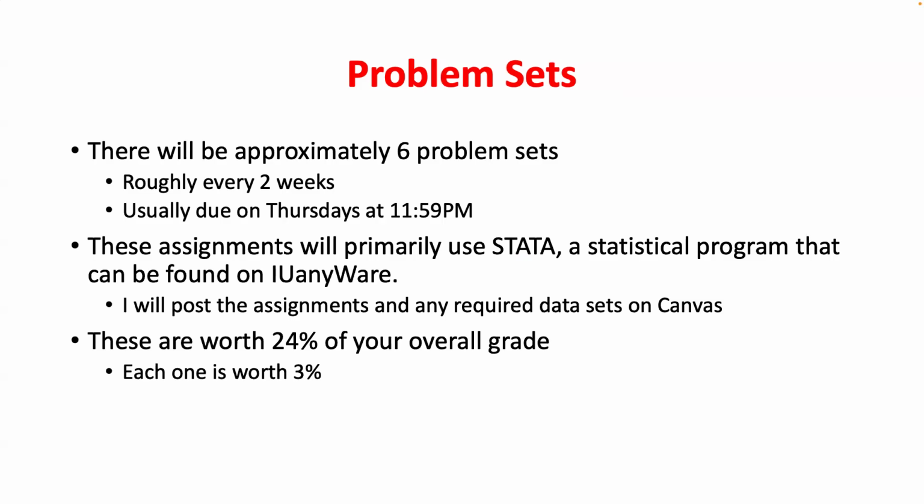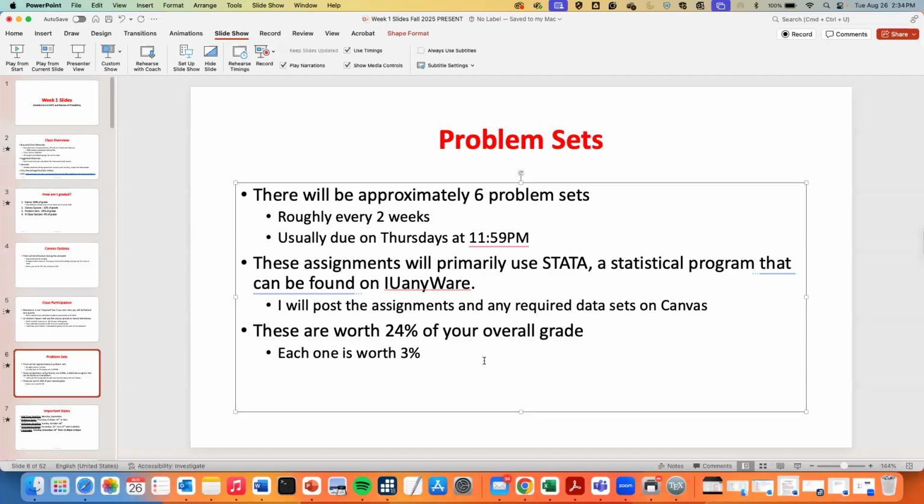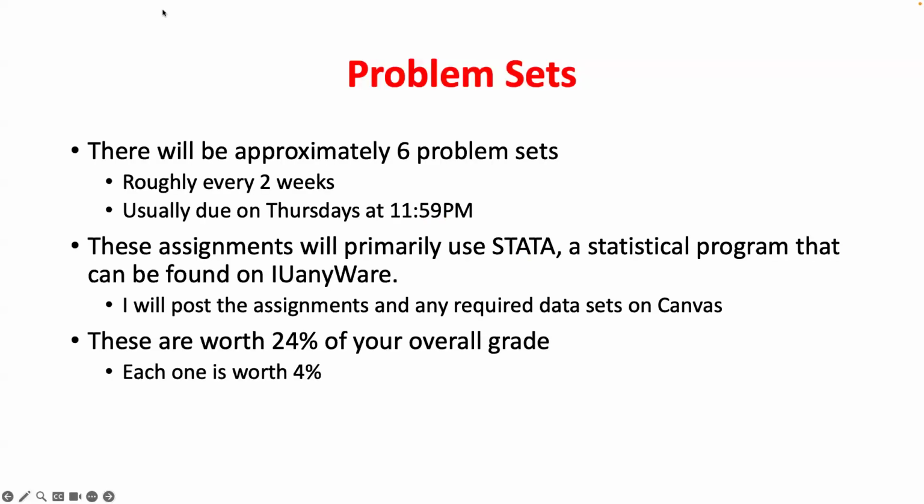So once again, copy paste things and don't check. We've got 6 and they're worth 24% of your grade. That should have been a 4 there. There we go.